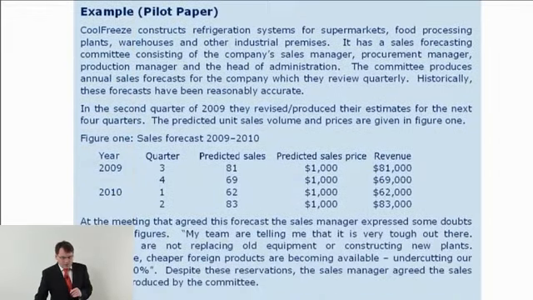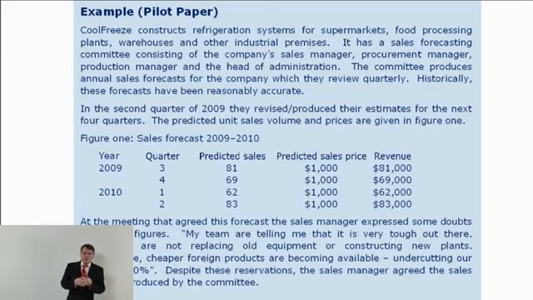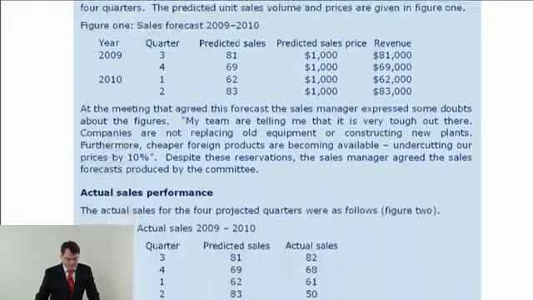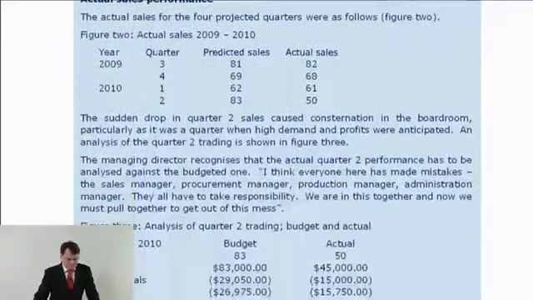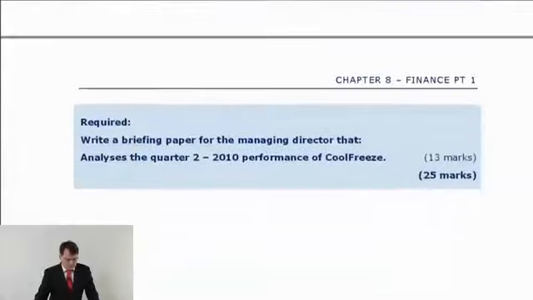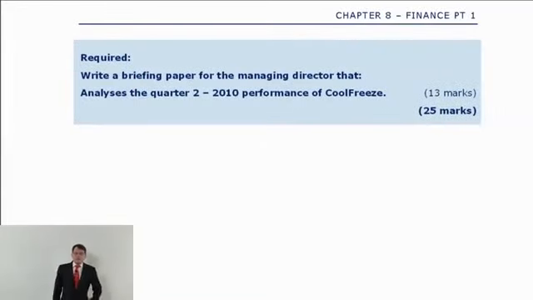Right, let's just have a look at the kind of question that you might get. So, Cool Freeze. This is an example from the pilot paper. The pilot paper is in the front of the study manual. I don't think it's in the revision kit. I think it's in the study manual. Now, you've got various bits and pieces of information here. We're only going to look at part of the question. And then it says, write a briefing paper that analyses what's gone on.